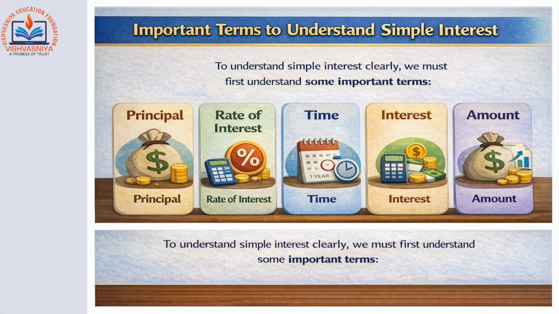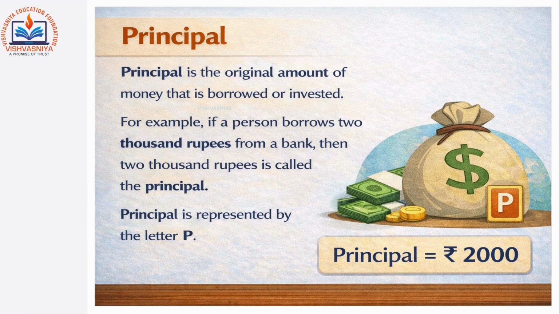To understand simple interest clearly, we must first understand some important terms. These terms are principal, rate of interest, time, interest, and amount. Principal is the original amount of money that is borrowed or invested. For example, if a person borrows 2000 rupees from a bank, then 2000 rupees is called the principal. Principal is represented by the letter P.